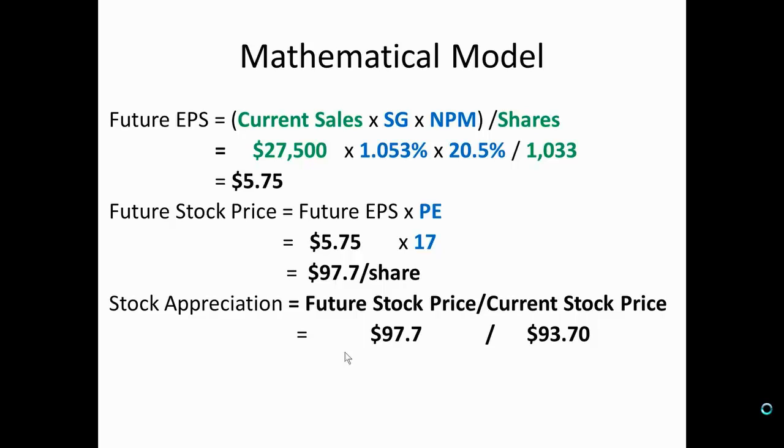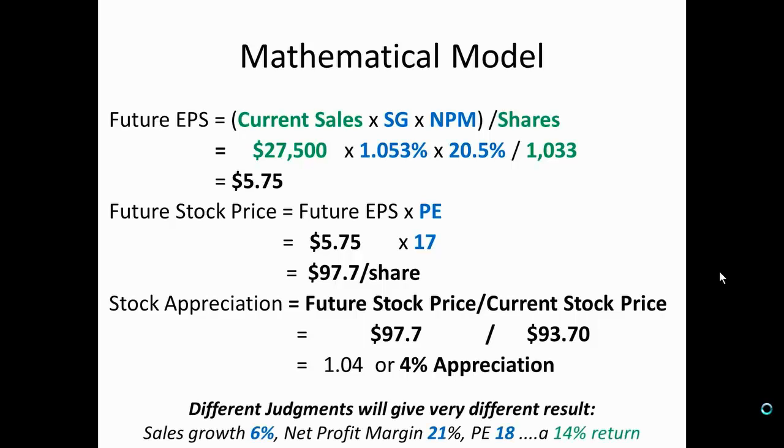And now we can calculate a stock appreciation. So we take our future stock price and divide it by our current stock price, which today was about $93.70. And we can see that based on our assumptions, we might see about a 4% appreciation on McDonald's price today. That's probably something that's not going to get most of us excited.